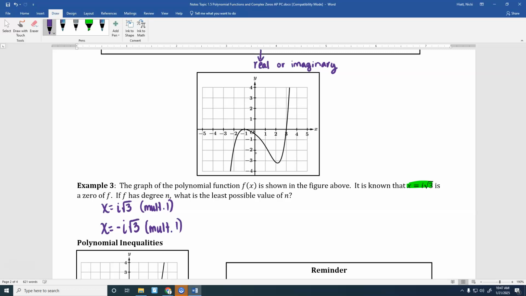because it asks us for the least possible value of n. Right? So maybe it's higher than 1, but we want the least possible, so we're going to say it's 1 for that. You can't have a multiplicity of 0. No. Then it wouldn't be a zero.